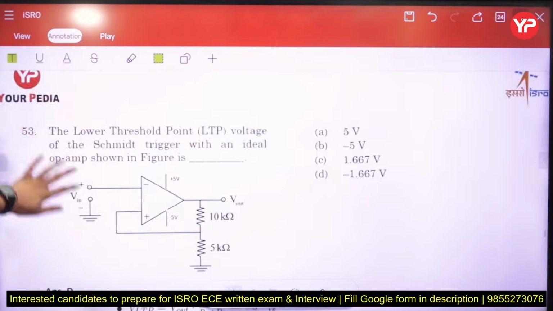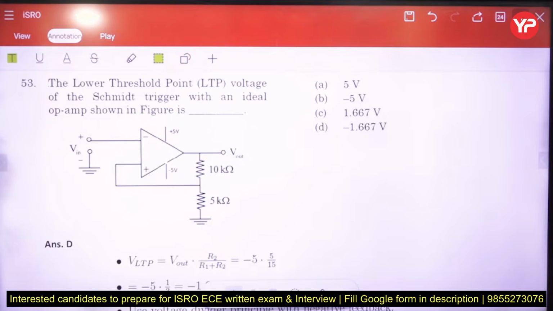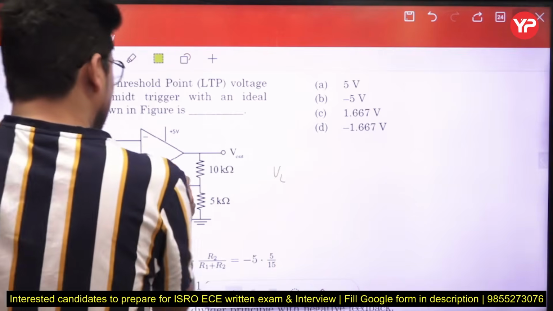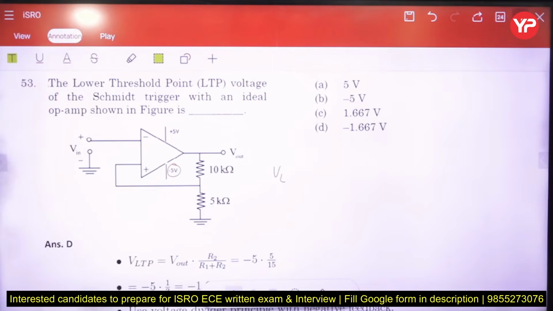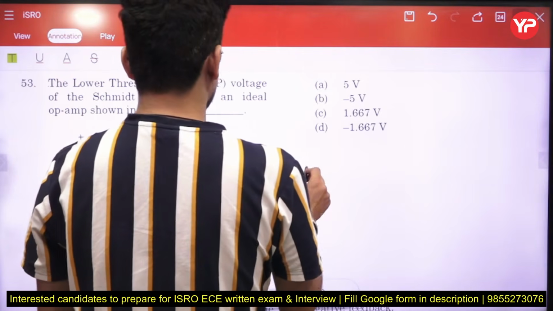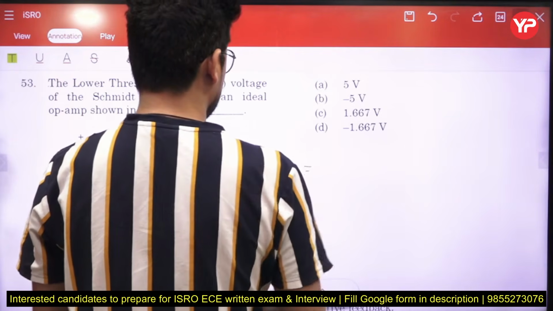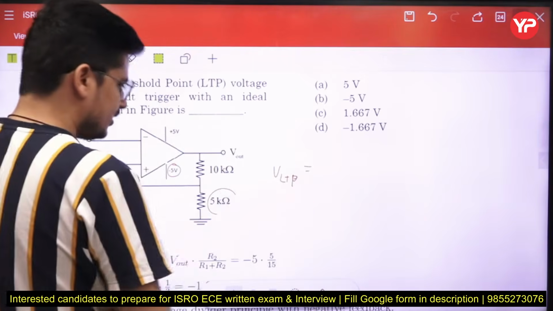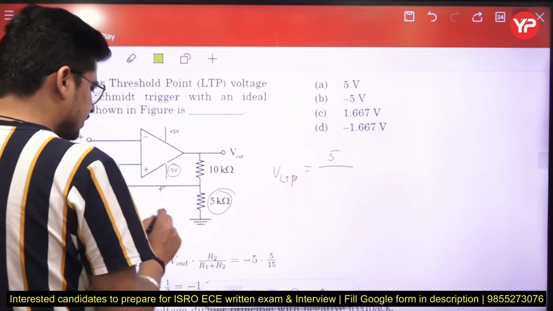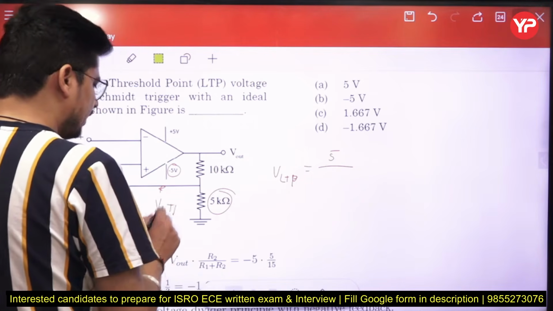Yes. The lower threshold point voltage of a Schmitt trigger with an ideal operational amplifier is shown in the figure. Whenever we are calculating the lower threshold, it will be calculated with this -5, whenever you have the lower voltage. So the lower threshold point will have this resistance in the numerator. We are using the voltage division rule. We are calculating the voltage here. That will be the lower threshold point and upper threshold point.